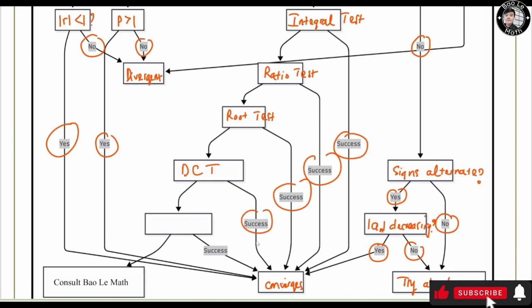If you succeed, then the series converges. If not, think about the limit comparison test. If you succeed, then the series converges.